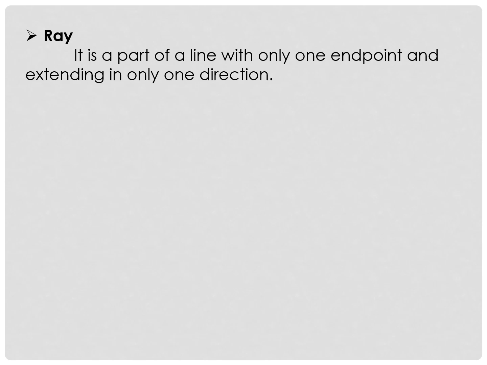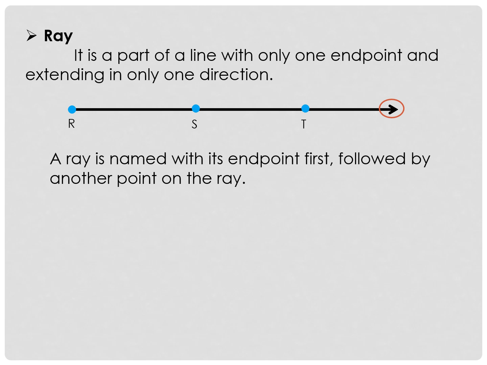Now let's talk about ray. A ray is a part of a line with only one endpoint and extending in only one direction. So, from the illustration, point R is the endpoint of ray RT. And on the right side of point T, there is an arrow, which indicates that the line extends indefinitely on the right side. Now, how do we name a ray? A ray is named with its endpoint first, followed by another point on the ray. So the illustration is named ray RS or ray RT.